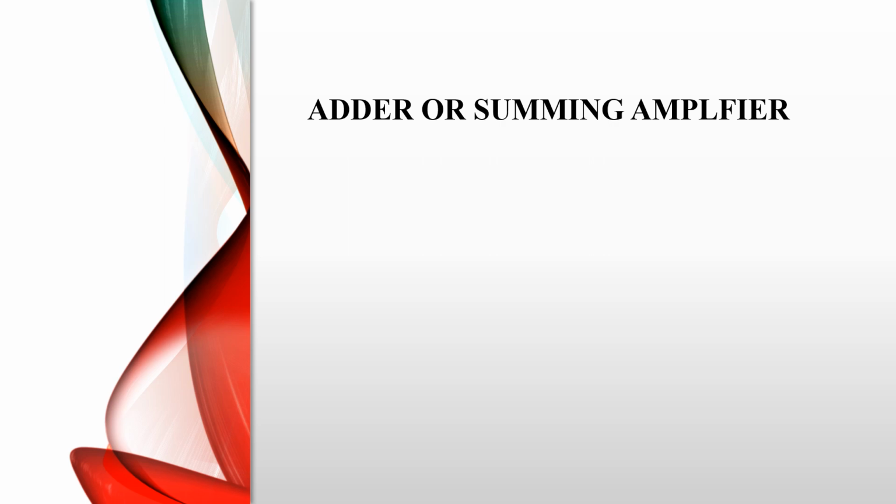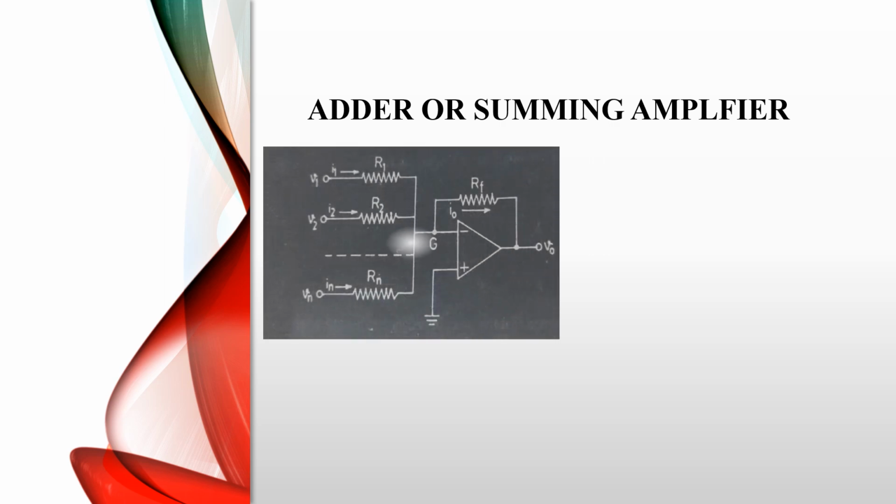So here is the adder or summing amplifier circuit. This is the circuit diagram of adder or summing amplifier circuit by using op-amp. Here we apply one input voltage through a resistor R1. So I1 current will flow from this arm, right? Here next V2 voltage is applied as an input voltage through a resistor R2. That means I2 current will flow from this arm, right?